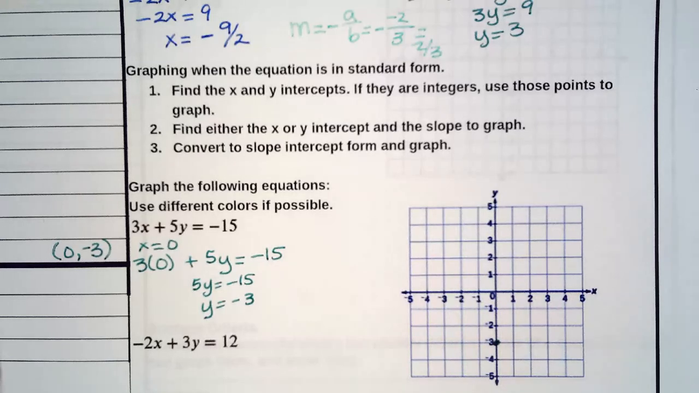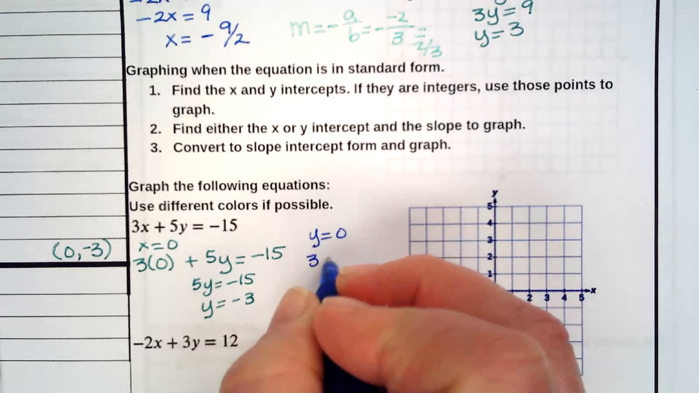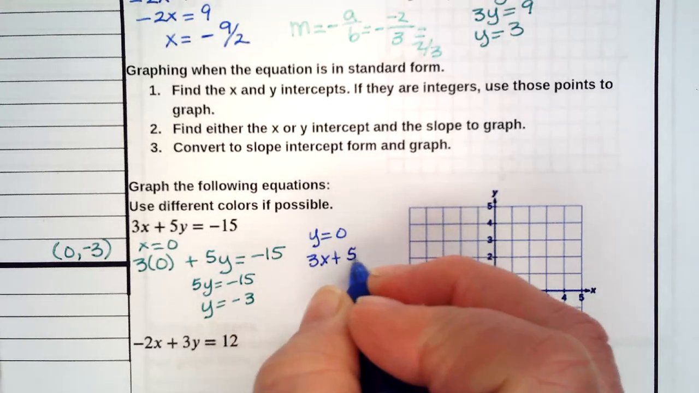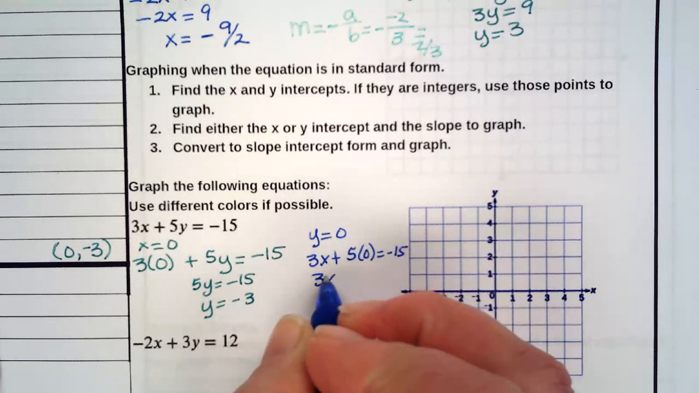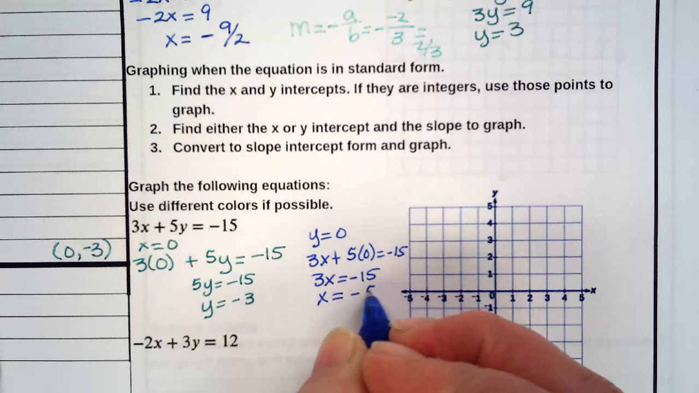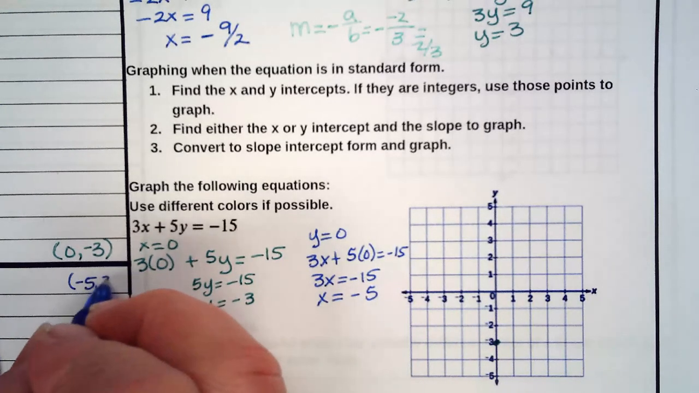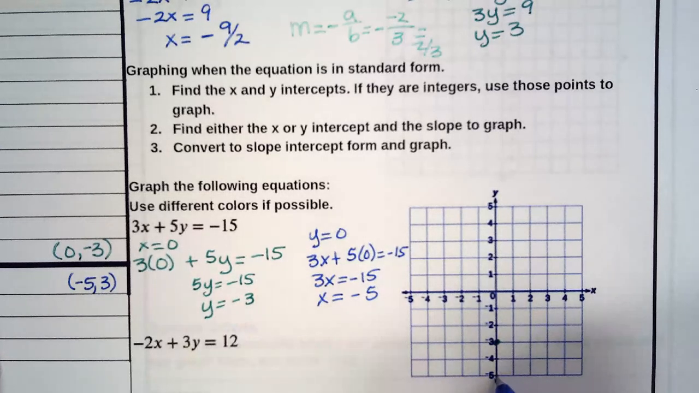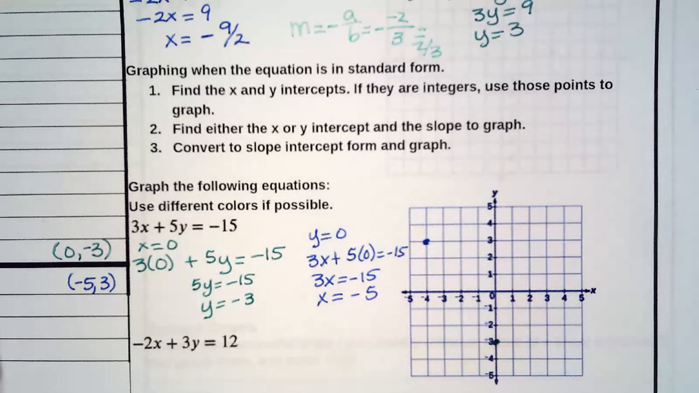For the other one, we have y is equal to 0. 3x plus 5 times 0 is equal to negative 15. 3x is equal to negative 15. x is equal to negative 5 because I'm dividing by 3. So the other point is (negative 5, 0). I now have 2 points and I can graph.